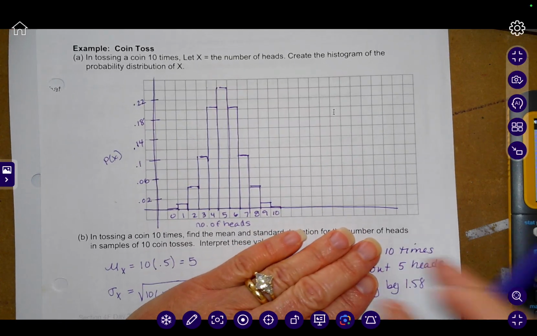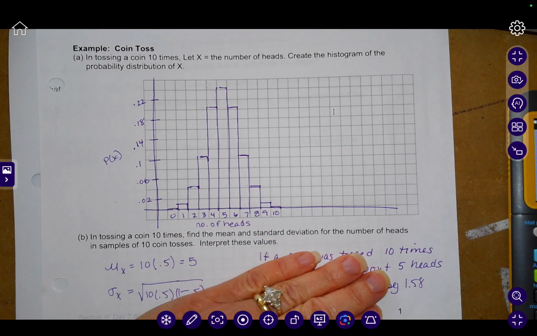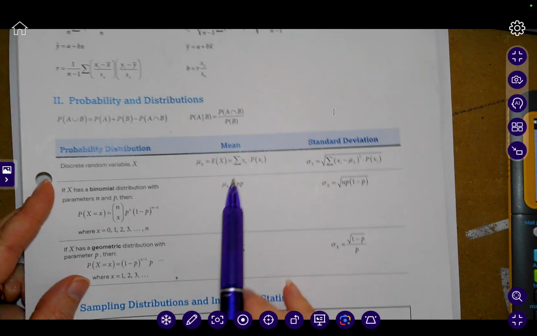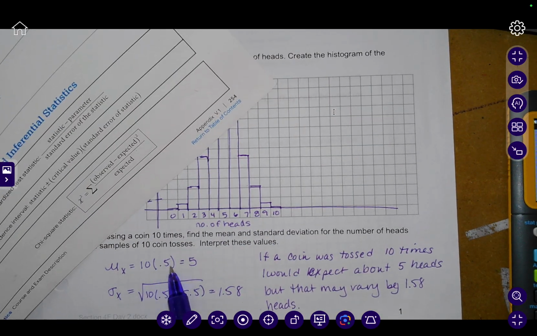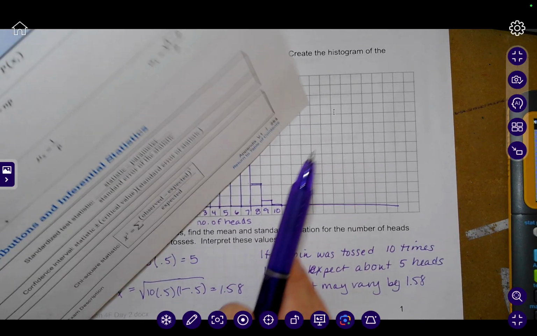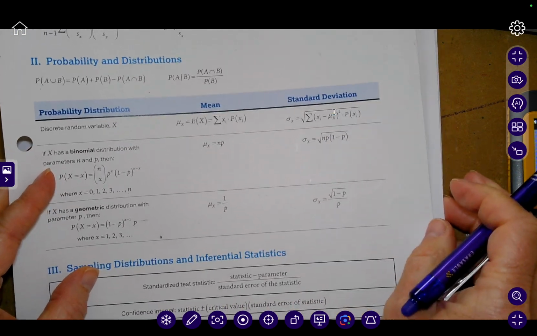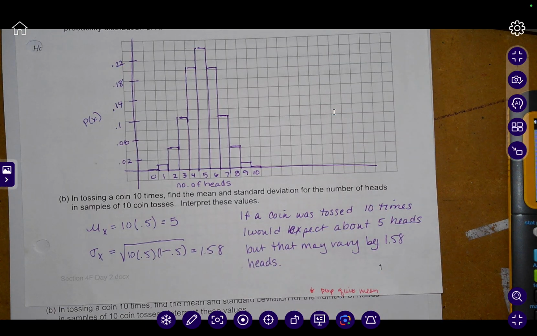When you're tossing a coin 10 times, again, the binomial mean is just n times p. So I have 10, my probability of success is 0.5. That's just the formula. So if a coin was tossed 10 times, I would expect about 5 heads, but that may vary by 1.58 heads.